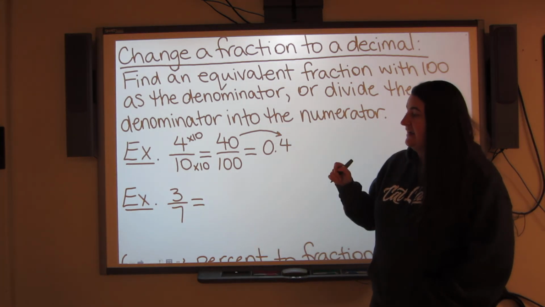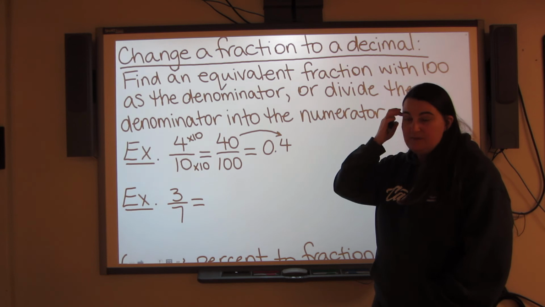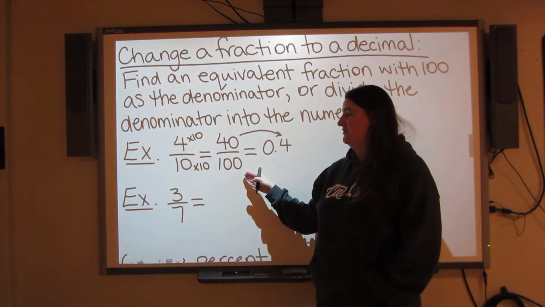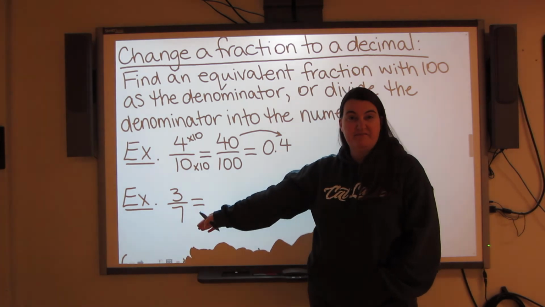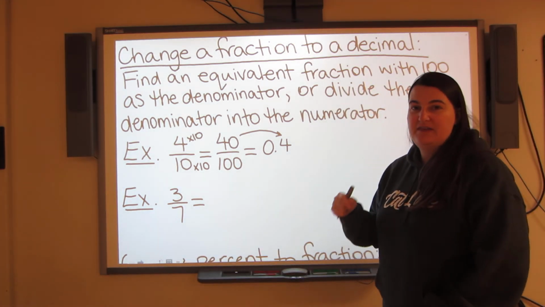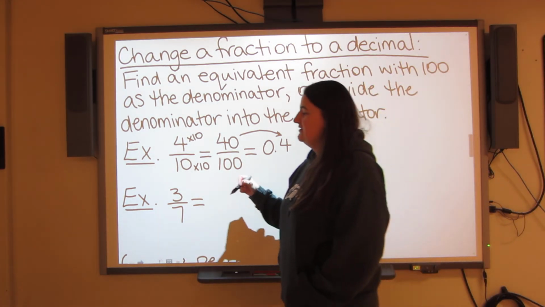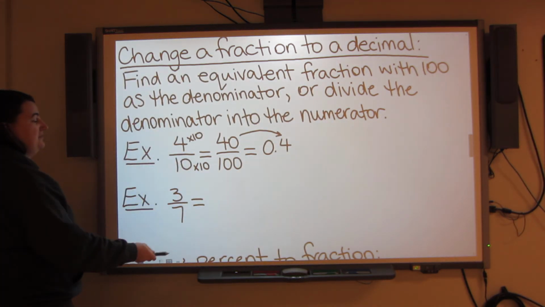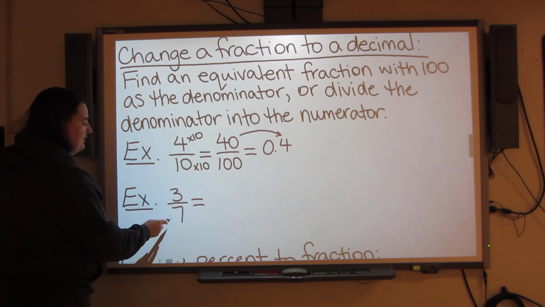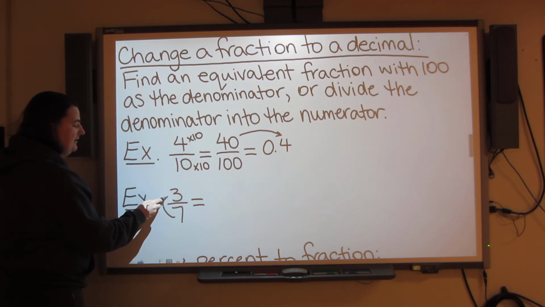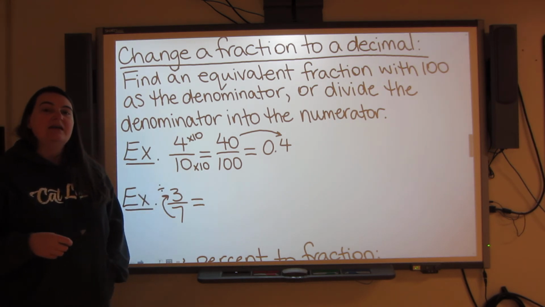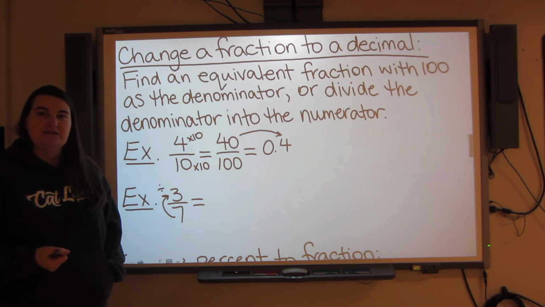Now if you look at our second example, this example cannot be turned into an equivalent fraction with 100 on the bottom. It has a 7. When you end up with this kind of example, this is where you have to use option 2. Option 2 is where you divide the denominator into the numerator. So I take that number and I divide, so 7 into 3. Now you can do long division for this, no problem.